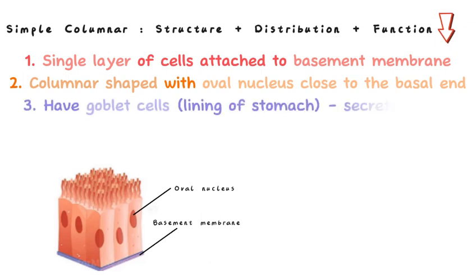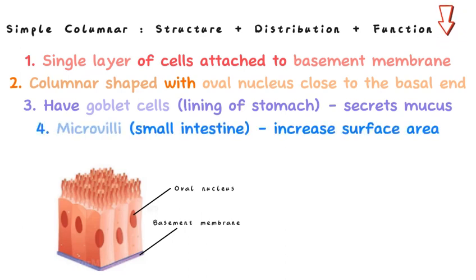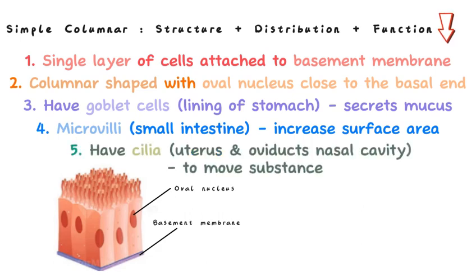It can be found on the lining of the stomach with goblet cells to secrete mucus. It is also found on the lining of the small intestines with microvilli to increase the surface area. Lastly, it is found on the lining of the uterus, oviducts, and nasal cavity with cilia to move the mucus.